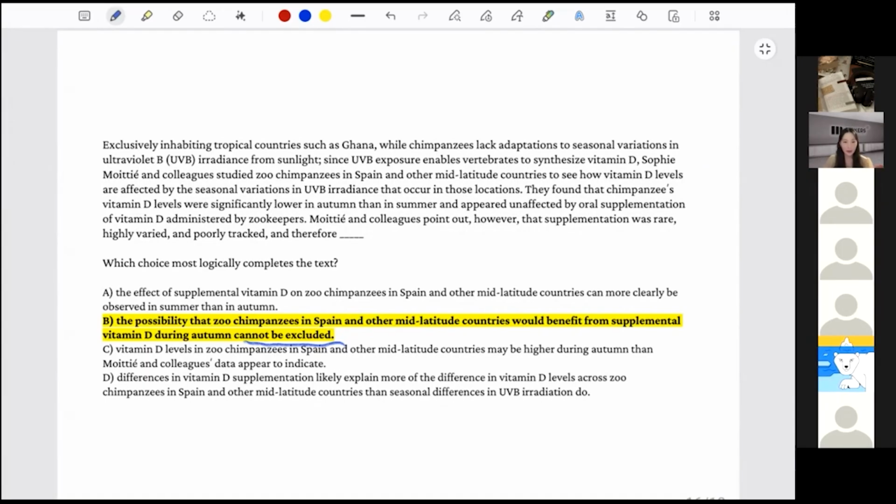D is incorrect because it contradicts the main finding. The text says that seasonal change in UVB radiation is the primary driver of the vitamin D drop. The supplements were too rare and erratic to explain the broad differences in vitamin D levels, so D would be incorrect.